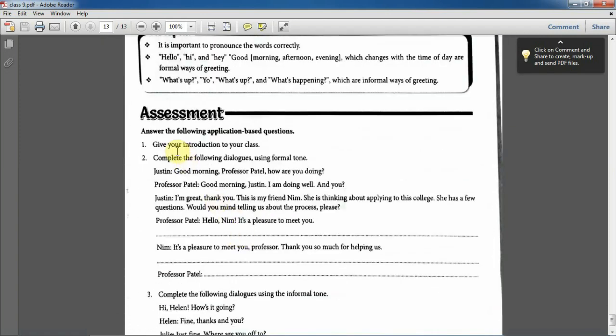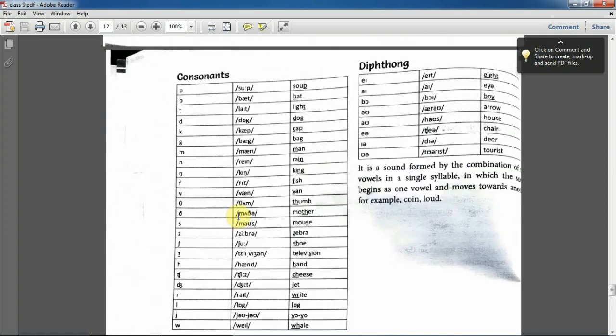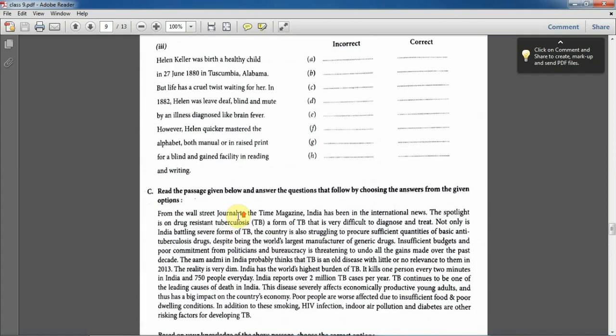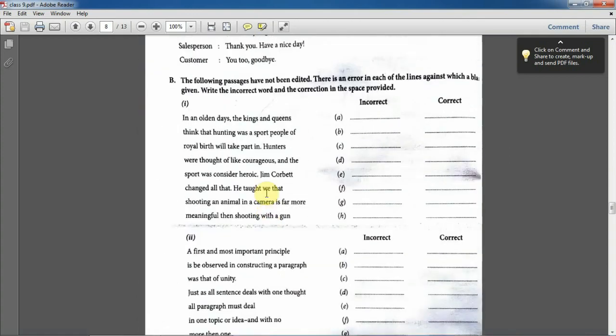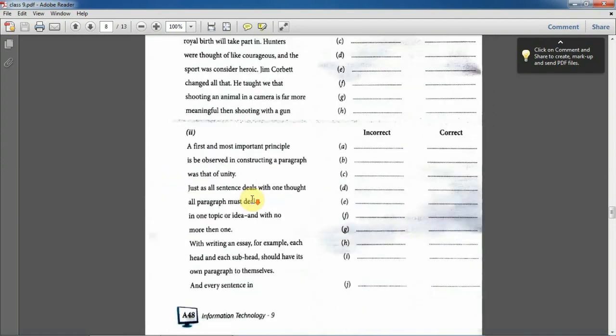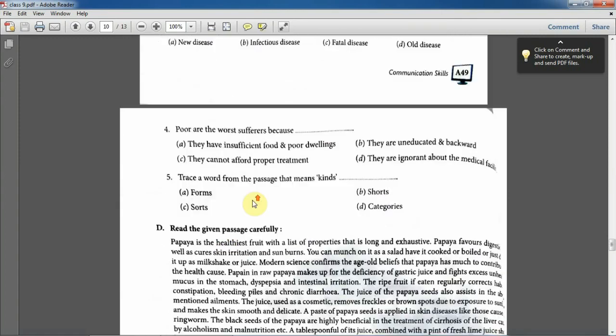Then again you have to answer the following application. This application base is not required. So here your first chapter has finally ended, and these are the things that you have to do now. Do them, click it and submit it to me as soon as possible. I'll keep a record.